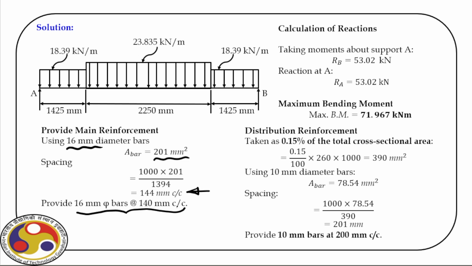Then that is the main bar. We have to provide some distribution reinforcement in the perpendicular direction. For that, we provide 0.15% of the total cross-sectional area. So the cross-sectional area per meter is 260 into 1000, and 0.15% of that is 390 millimeter square. If we provide 10 millimeter diameter bar, we can find out the spacing the same way we have done for the main bars. In this case, it is 201 millimeter. So we can provide 10 millimeter diameter bar at 200 center to center. So that completes the design.